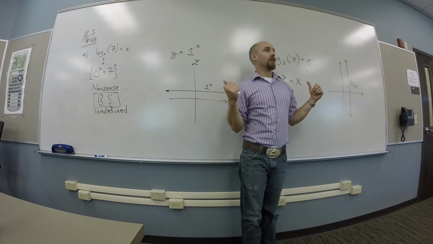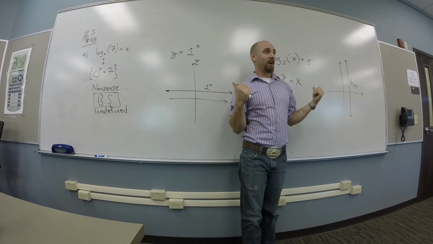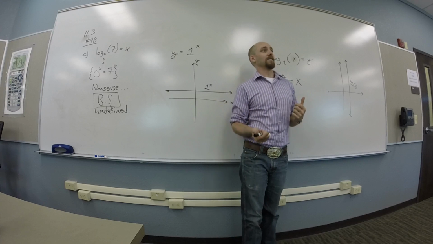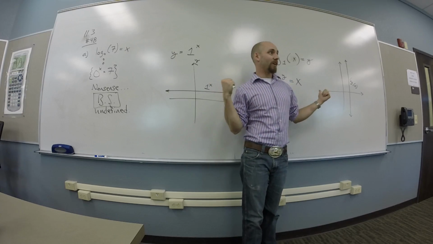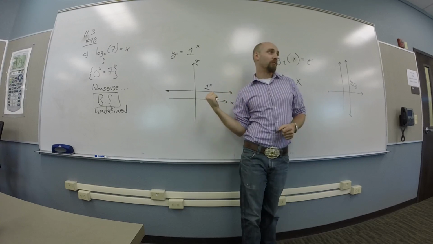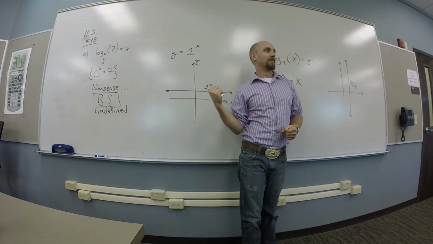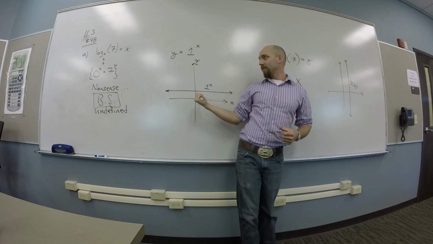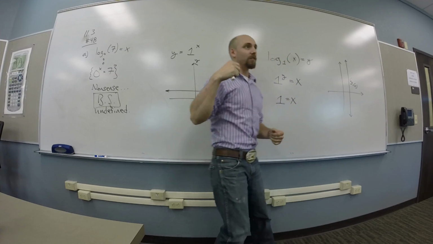These are kind of the reason your book often writes that the base isn't 1. Because when the base is 1, the logarithm doesn't make any sense. The exponential function's really boring. Does that make sense? Otherwise, the exponential function has some richness to it.